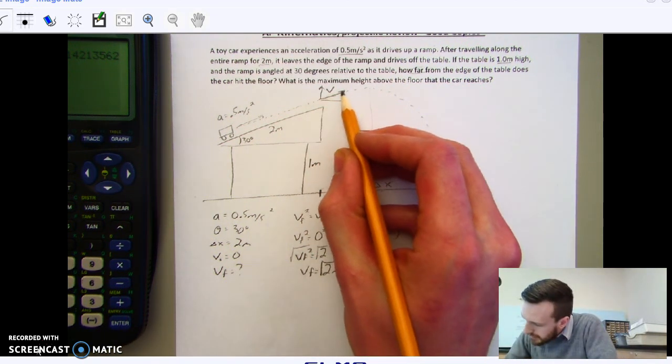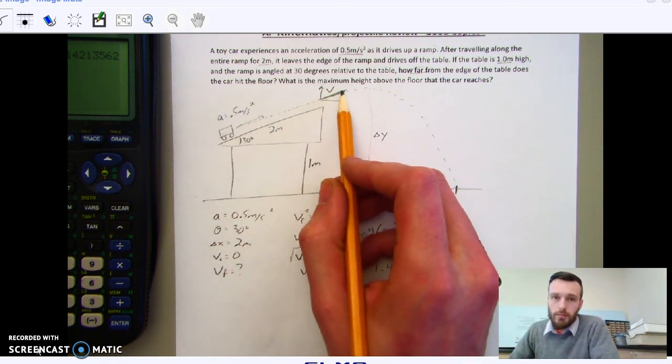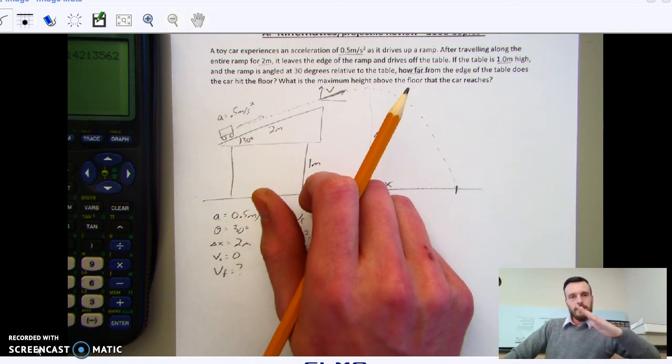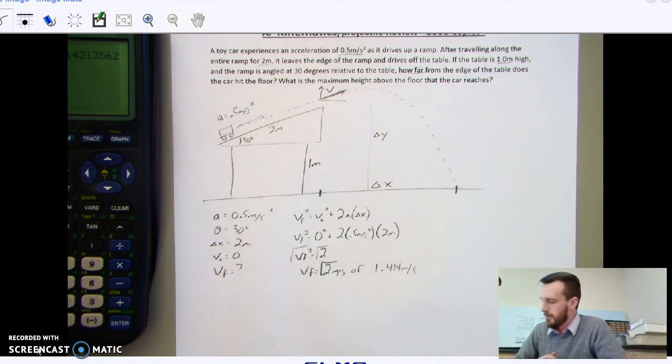What did we just solve for? We just solved for this, the velocity that the car is traveling as it leaves the ramp. Now, keep in mind, it's not horizontally driving off the ramp. It already has momentum in that upward direction, so it's going to continue in that upward direction as it flies off the ramp. Okay, part 2 of the problem.